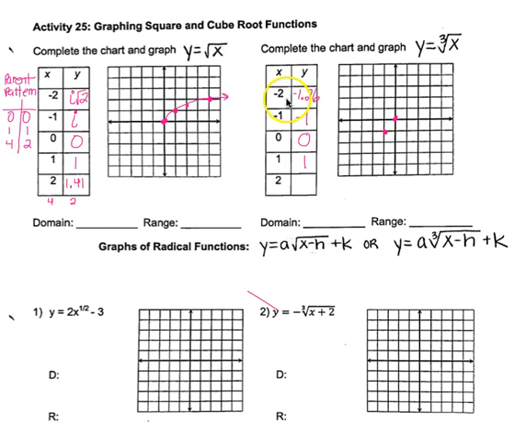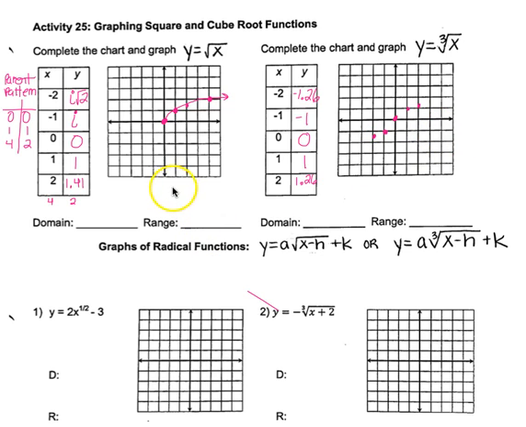Cube root of 2 is going to be the same as the cube root of -2, except it's going to be a positive value here. So 1, 1 would go here. Then I've got 2, 1.26, so about right here. And then -2, -1.26 would go about here.